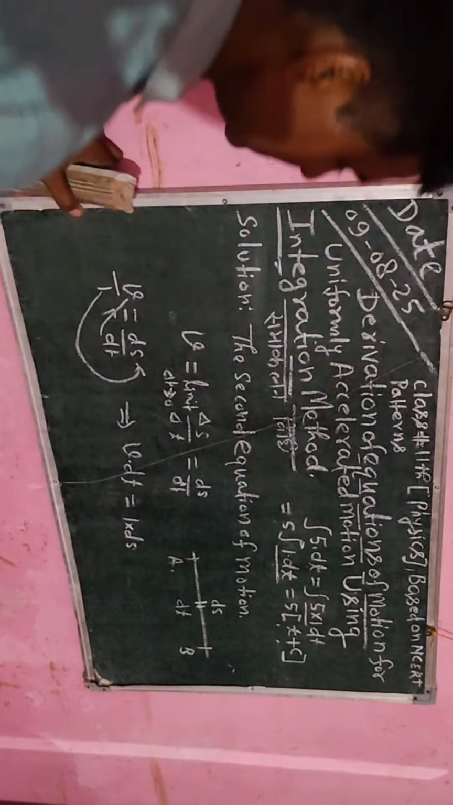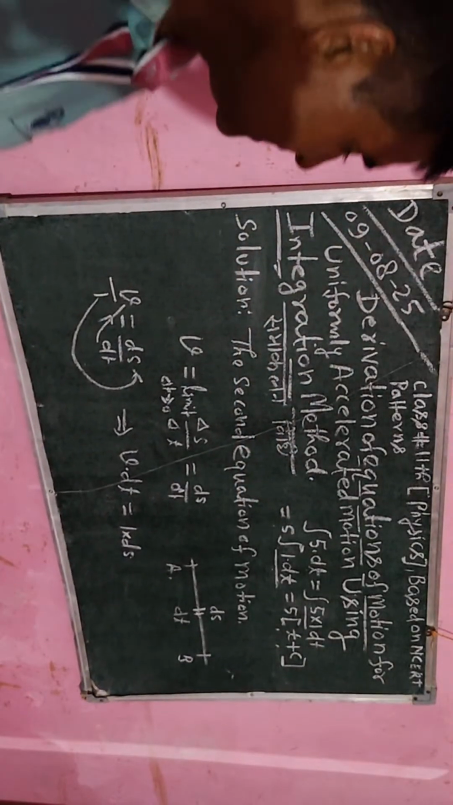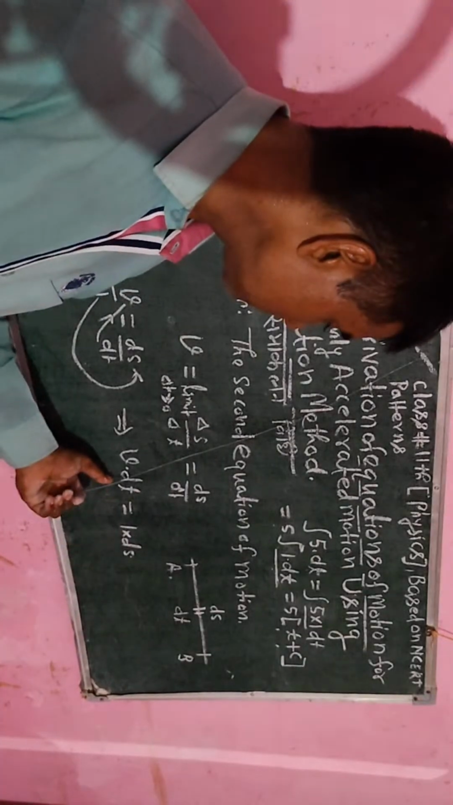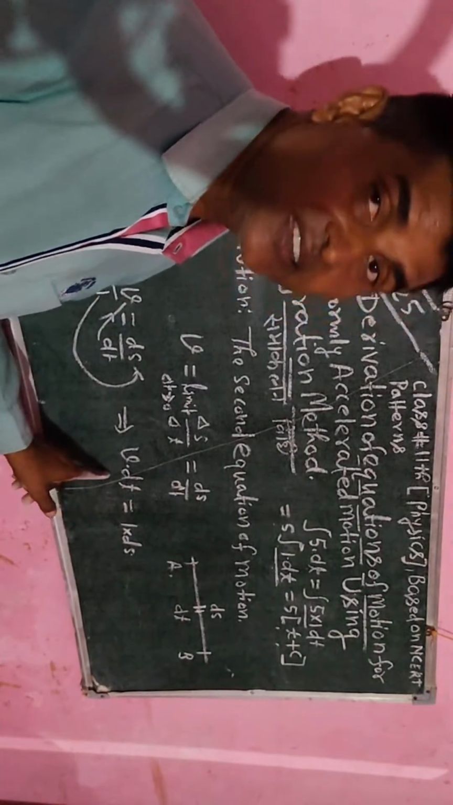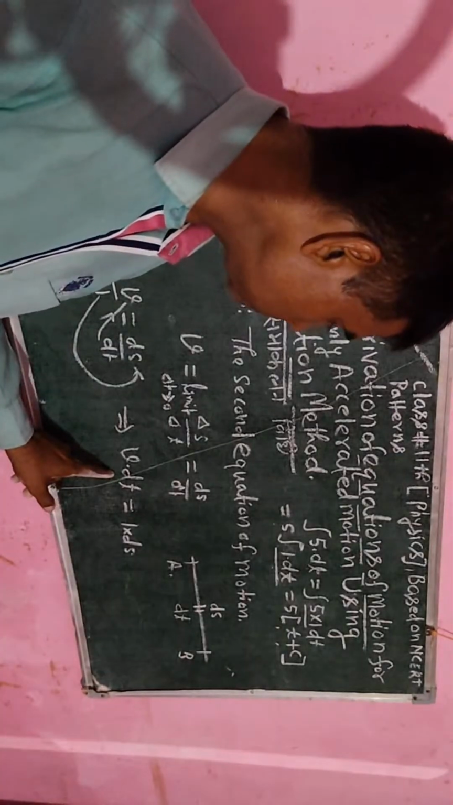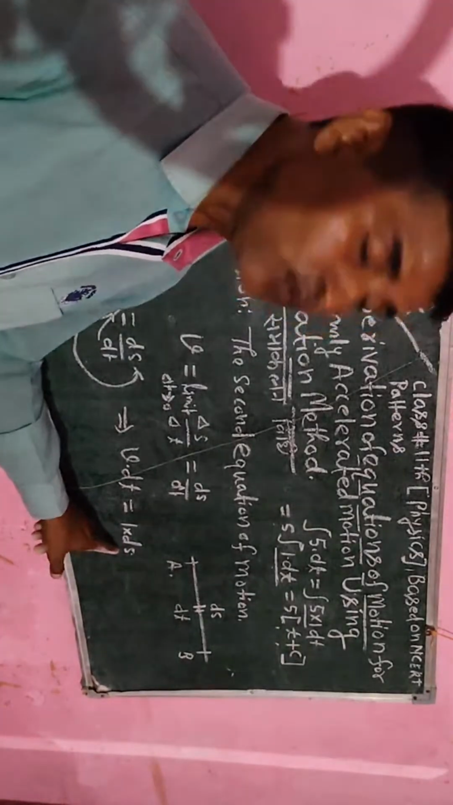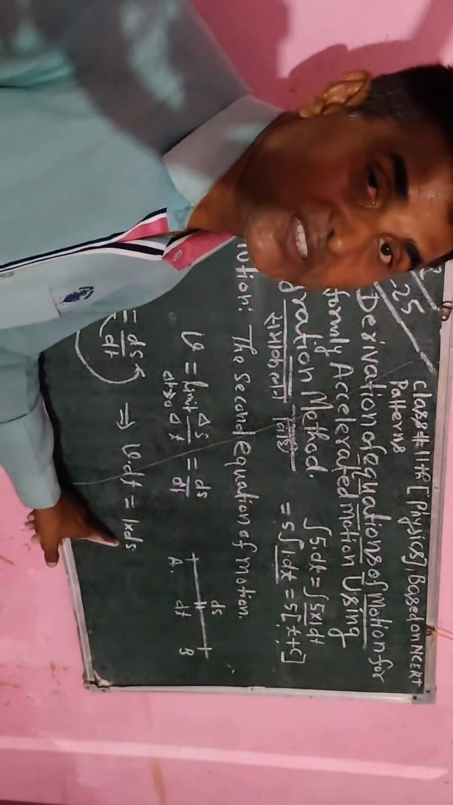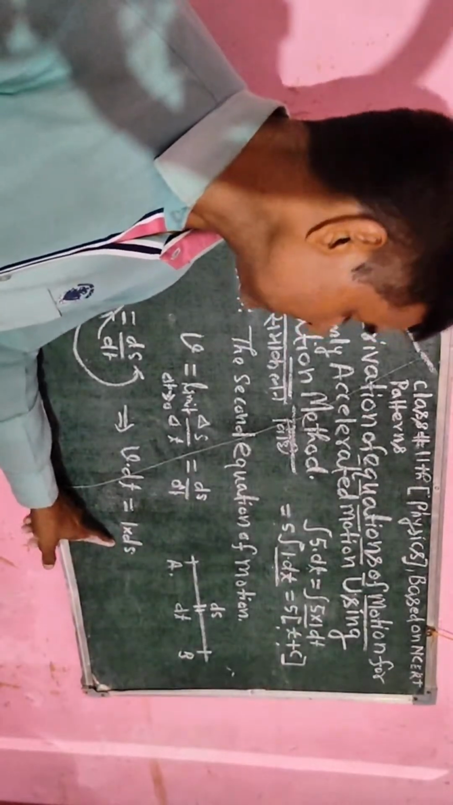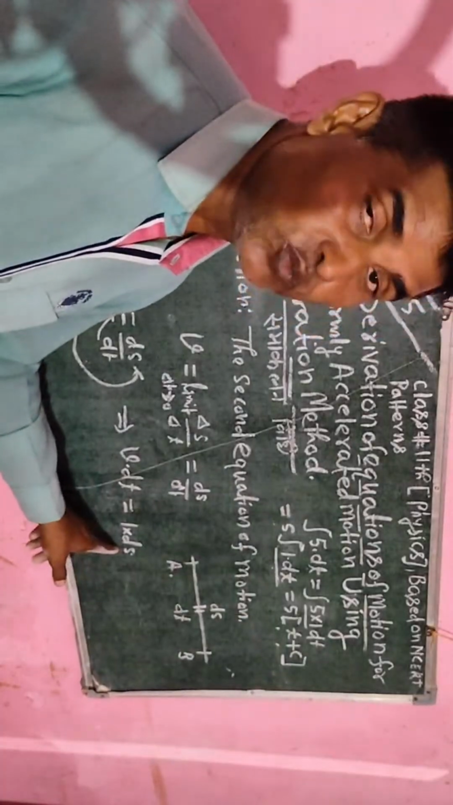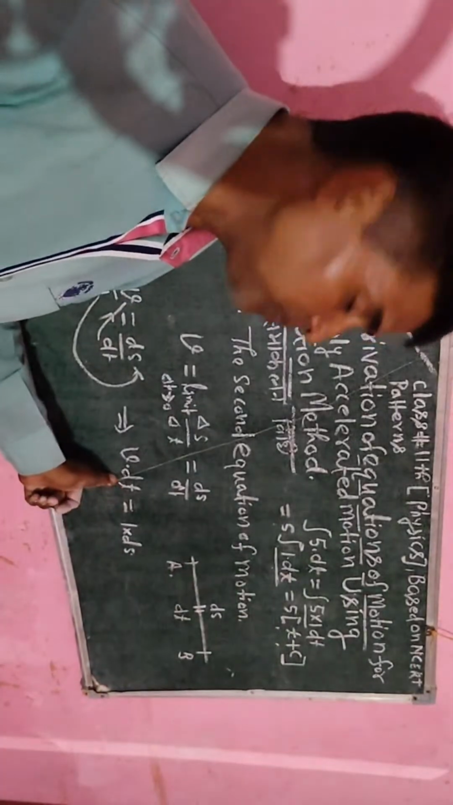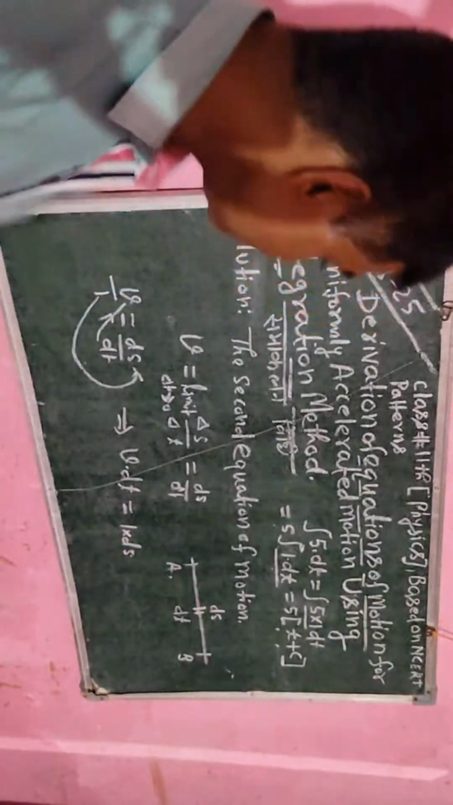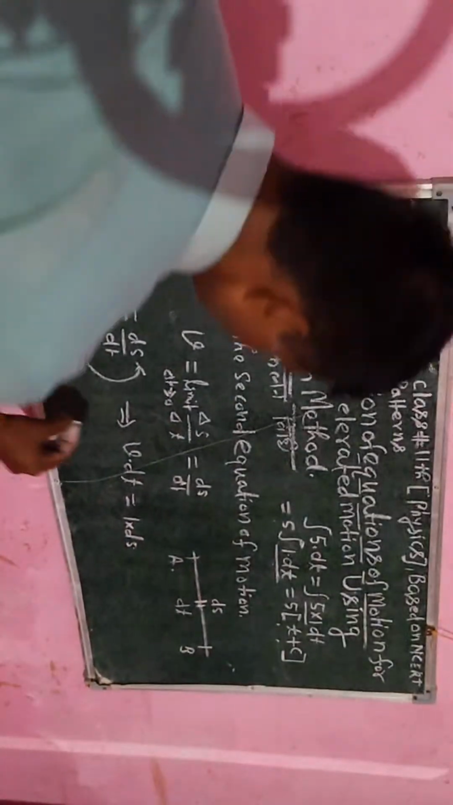Now if any object is moving, at time t equal to 0 the object will have displacement 0, because time is 0, so displacement will be 0. But at time t, the displacement will be s. That limit I will use here.